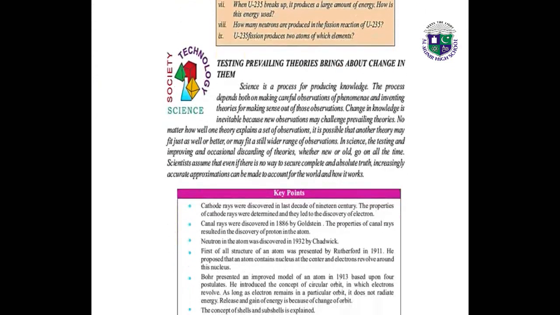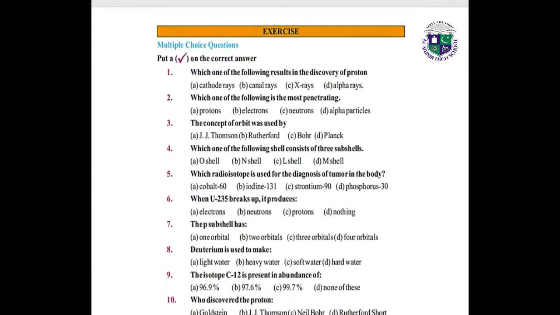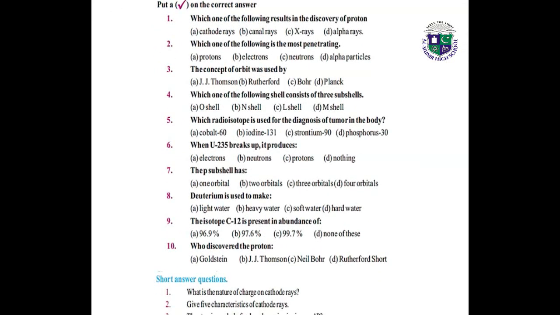Next we have the summary and the key points of unit number 2. Next we have the exercise, multiple choice questions. 4 options are given. We have to select the correct one. Which one of the following results in the discovery of protons? Which one of the following is the most penetrating? The concept of orbit was used by. Which one of the following shells consists of 3 subshells?